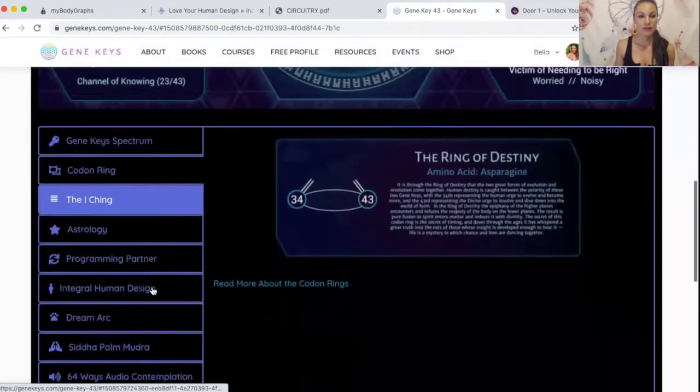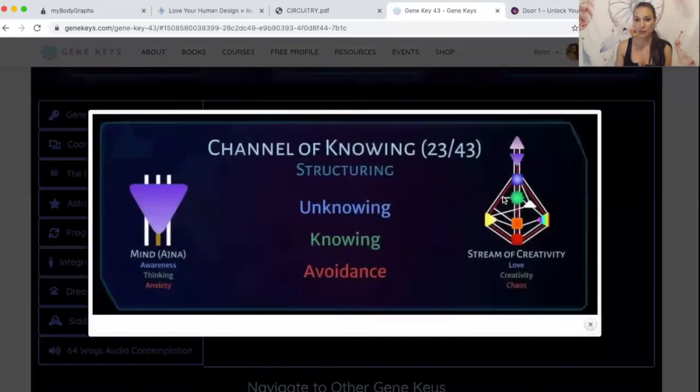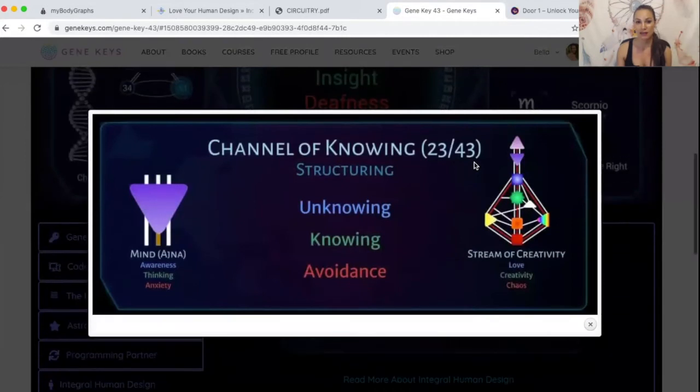And if we continue to the integral human design and look at this, we are still in the individual circuitry. It's called the stream of creativity in the integral human design. We look at the low frequency of the 23 and the 43 together. It's very interesting to look at the whole channel and see the frequency band. We have avoidance. So complexity and deafness, well, that's avoidance. And then we have the simplicity and the insight, it's the knowing. And then the highest frequency is the unknowing. And this makes me think about Richard. So it's like, the highest of everything is to not know anything.